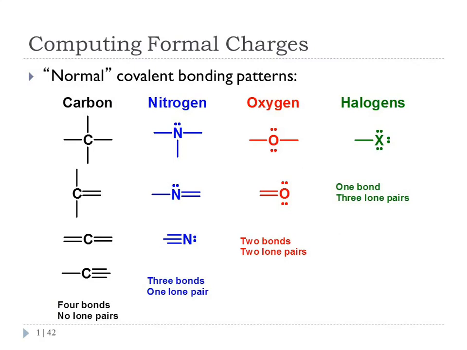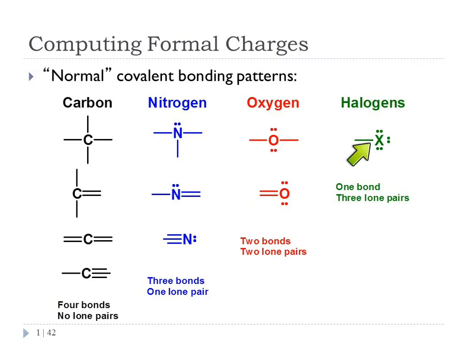Formal charge of 0 is more stable than either a plus or a minus formal charge. So nitrogen wants to have 3 bonds. It can do it in these formations. It gets its octet because nitrogen almost always has a lone pair. Oxygen wants 2 bonds. Oxygen's going to end up with 2 lone pairs. It can either have 2 single bonds or a double bond.